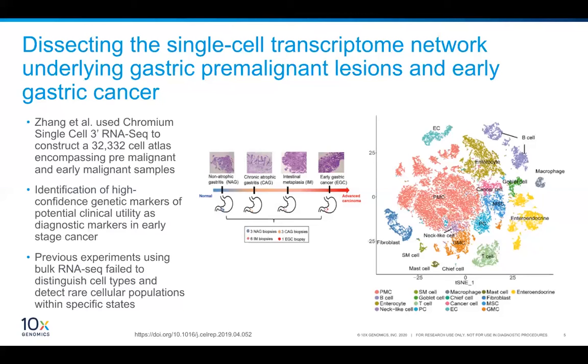On your right, you are looking at a t-SNE plot of around 32,000 high-quality cells. Each dot represents a cell. Colors denote annotated clusters identified based on the gene expression of known marker genes. From here, the authors were able to identify biomarkers of early malignant cells.